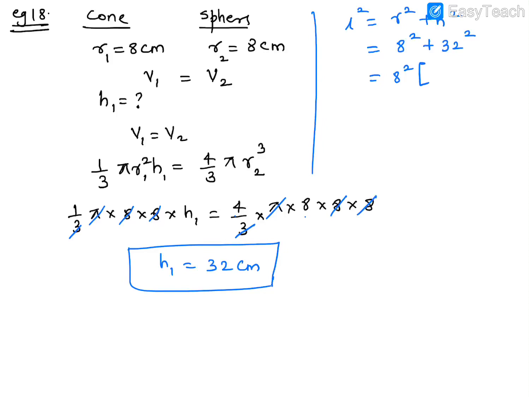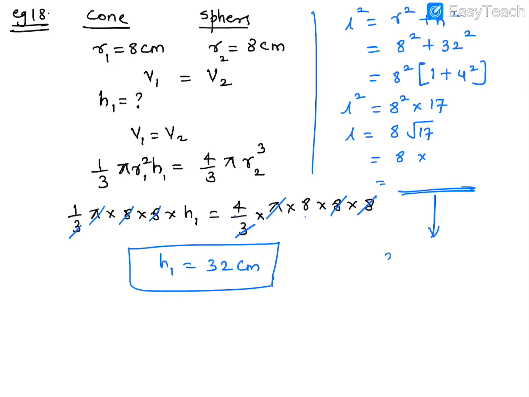What we'll do here is take 8 squared common. So 8 squared into 1 is 8 squared. 8 squared into 4 is 32, right? So 4 squared. So this will become 8 squared into 17. So L is equal to 8 root 17. So the slant height is equal to 8 times root 17. Now you'll have to find the value of root of 17 using a logbook, multiply and then correct to 2 decimal place. On rounding off, your final answer should come to 32.98 centimeter. You can work out and check. I've written the answer directly.